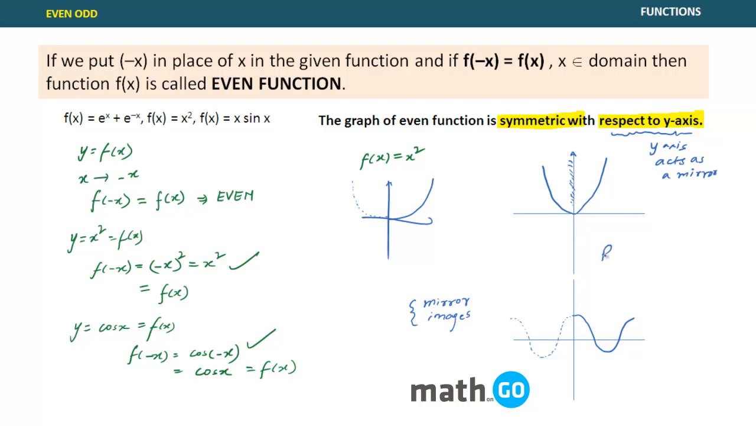in the right portion. So if you know what the graph is in the right portion, and what I mean by right portion is when x is greater than 0, you obviously know what the graph will be on the left-hand side, because you can take a mirror image of that particular function. So just remember these two graphs, because they are actually very important, that y equal to x square is an even function and y equal to cos x is an even function, and they are even because their graph is symmetrical about the y-axis. Okay.